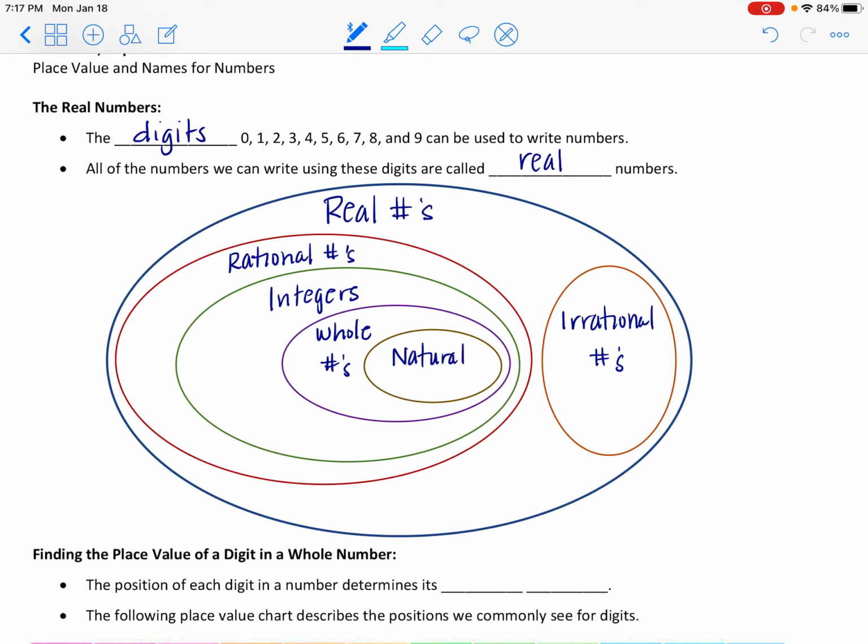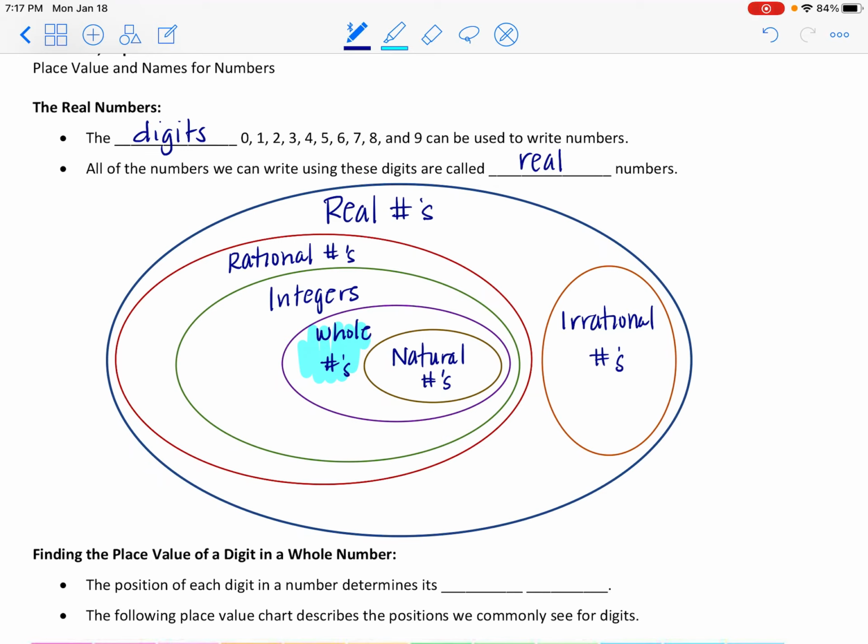Now notice the circles are within one another, so that natural circle is in the whole number circle because all natural numbers are whole. And it's also in the integer and the rational and the real, so it sort of works like a Venn diagram. All of the natural numbers are whole numbers and integers and rationals and reals and so on. Okay, so if you've seen this before, great, it should sort of look familiar, but really all we're going to be focusing on for this first module are the whole numbers. Okay, this little circle in here, this group of numbers.